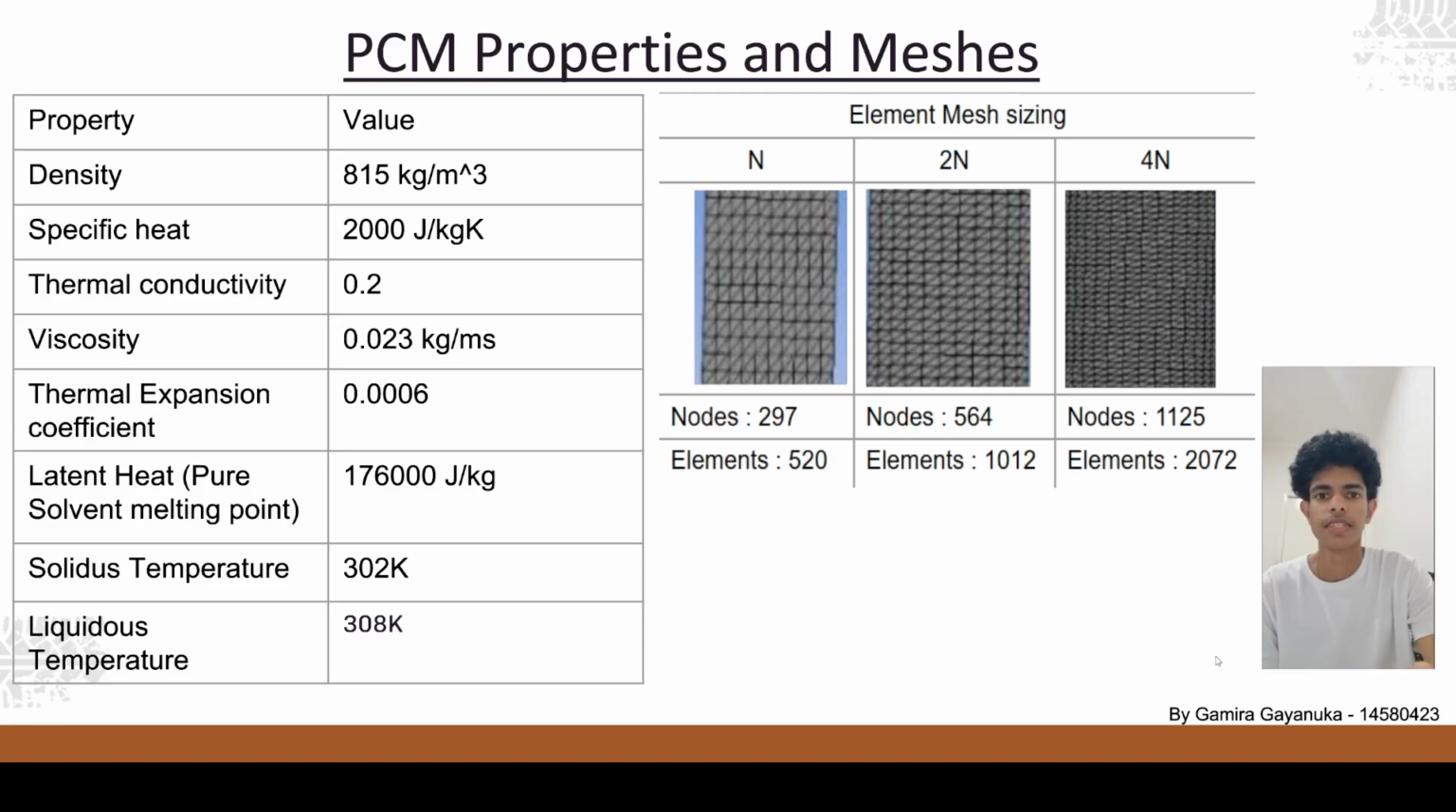On the first slide, we can see the properties of the PCM and the different sizes of meshes that we used. All the properties on the left hand side, such as density, specific heat and thermal conductivity, all affected the final results of the simulation. When it comes to mesh sizing, each new mesh has double the number of elements as the previous mesh.